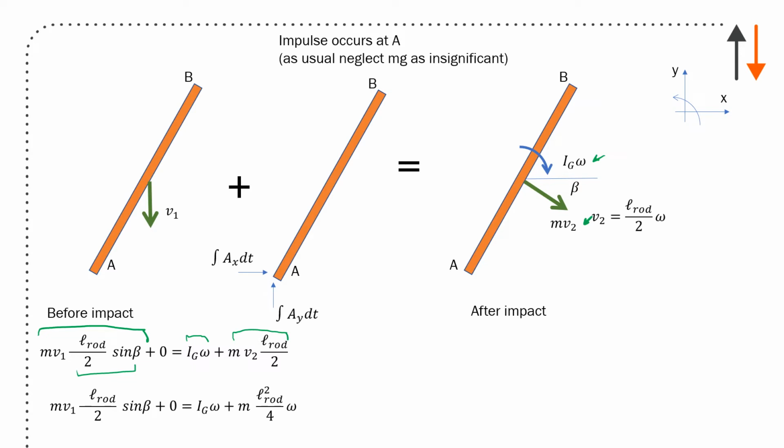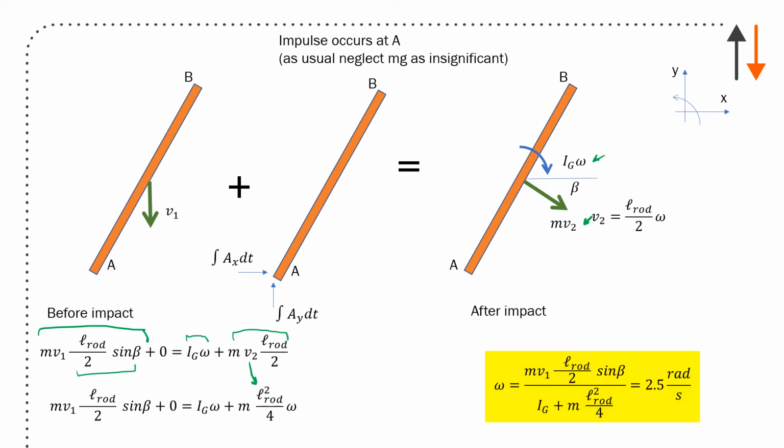So all that does is that it changes this term right here. So V2 becomes L rod over 2 times omega. So I now have L rod squared over 4. Substitute it in, put all the terms in. I get an omega, just dividing one side with the other, of 2.5 radians per second.